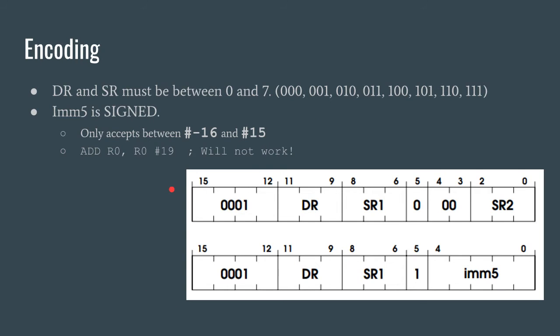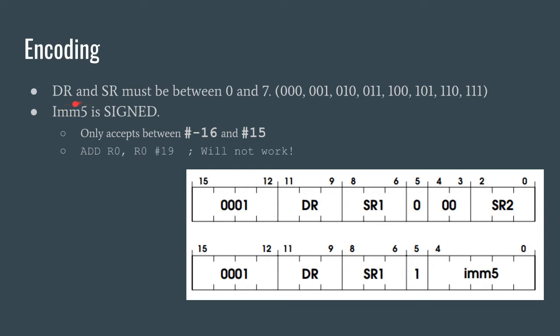So our encoding for this, you can see, is right here. The destination and source register must be between 0 and 7. So R0, R1, 2, 3, 4, 5, 6, 7. And you can see this because if you look right here, our registers have 3 bits each. So it must be 000 to 111, which is 7.